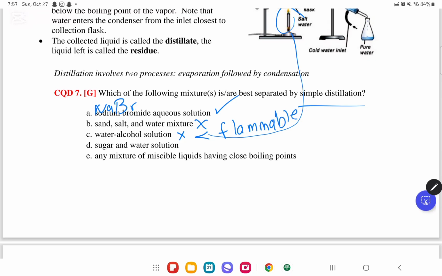So to separate water and alcohol, we're gonna use another process. And anyways, water and alcohol have really close boiling points. So we're not gonna use this process for water and alcohol. Sugar and water solution, for sure we're gonna use it. Then any mixture of miscible liquids, meaning they mix with each other, having close boiling points, definitely not. So the only two answers are A and D.